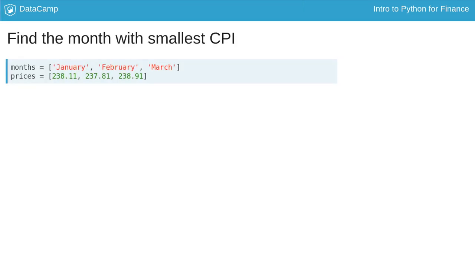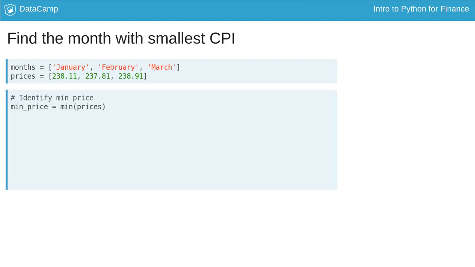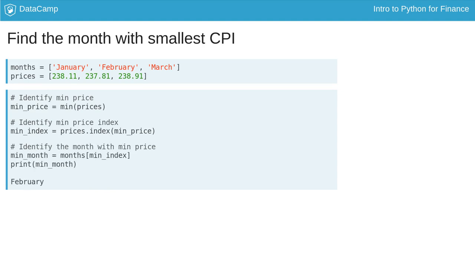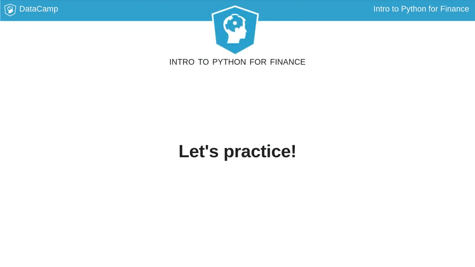To identify the month with the smallest consumer price index, you'd first use the min function on prices to identify the min price. Next, you can use the index method to identify the indexed location of the min price. Using this indexed location on months, you can now identify the month with the smallest consumer price index, which turns out to be February. Now that you've learned about functions and methods, let's practice using them.